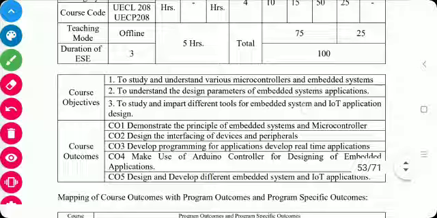Course outcomes. After the successful completion of this course, the student will be able to demonstrate the principles of embedded systems and microcontrollers. The second course outcome is to design the interfacing of devices and peripherals. Third is to develop programming for applications, and develop real-time applications. Fourth is to make use of the Arduino controller for designing embedded applications. Fifth is to design and develop different embedded system and IoT applications. So these are the course outcomes.